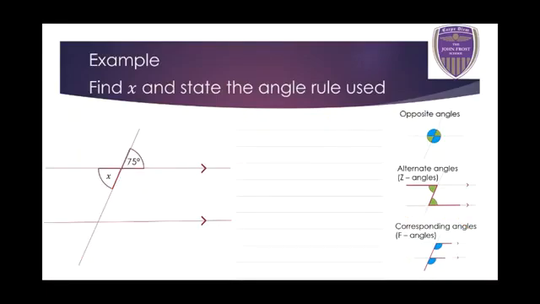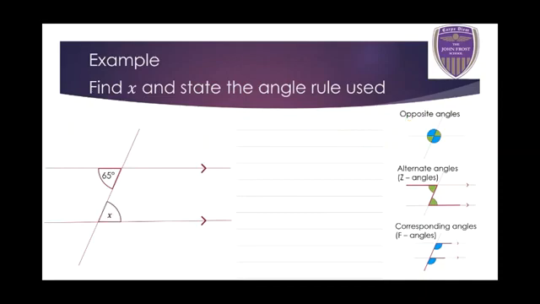We're being asked to find X and state the angle, okay? If we look at this, I can see that there are two angles and they're both opposite each other. So that must mean I'm going to have to use the opposite angle rules, or opposite angles. Therefore, X is equal to 75 because it is opposite the angle 75. So X is 75 degrees. Next example.